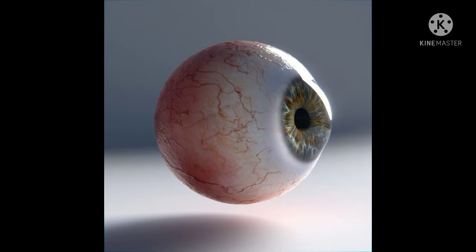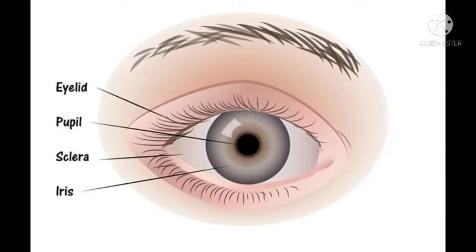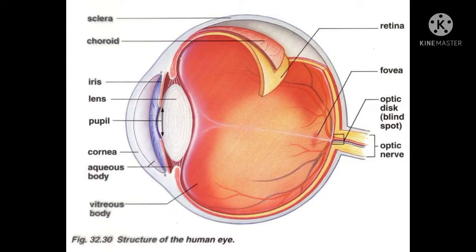This is the 3D image of our eye. Our eye consists of the eyelid, pupil, sclera and iris. Let's now discuss the inner part of our eye. First one is the cornea. This is the thin and transparent layer on the front surface of the eyeball. It is the main refracting surface. When light enters through the cornea, it refracts or bends the light onto the lens.